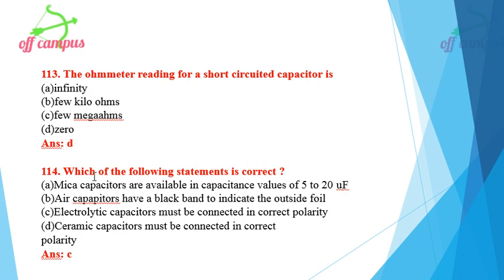Then 114, which of the following statements is correct? Four different statements are given. Mica capacitors are available in the capacitance values of 5 to 20 microfarad. Air capacitors have a black band to indicate the outside foil. Electrolytic capacitors must be connected in correct polarity. Ceramic capacitors must be connected in correct polarity. Which one is correct? Option C, electrolytic capacitors must be connected in correct polarity.